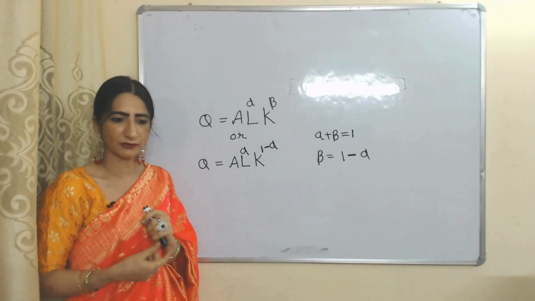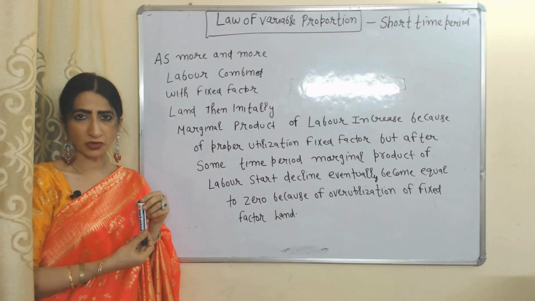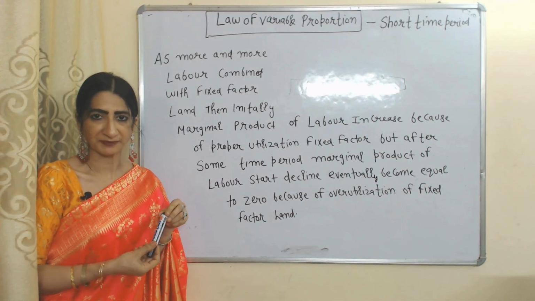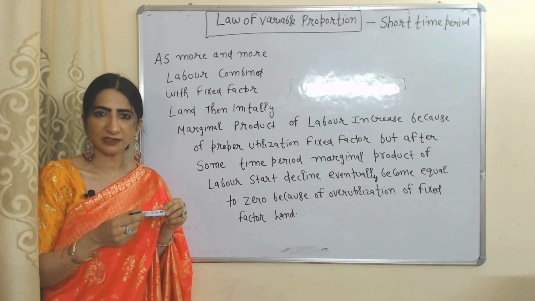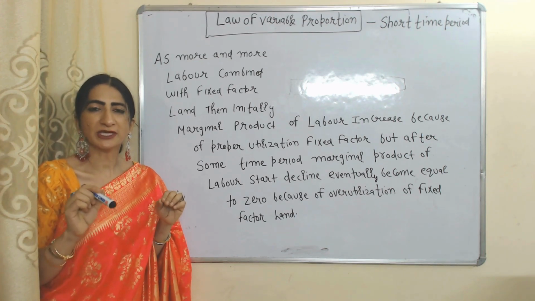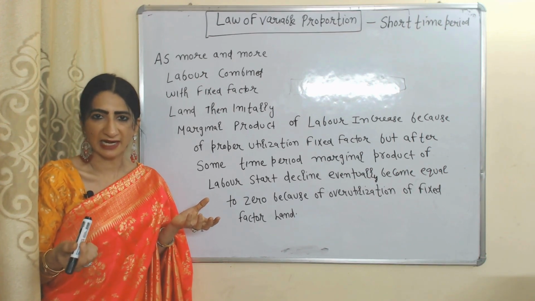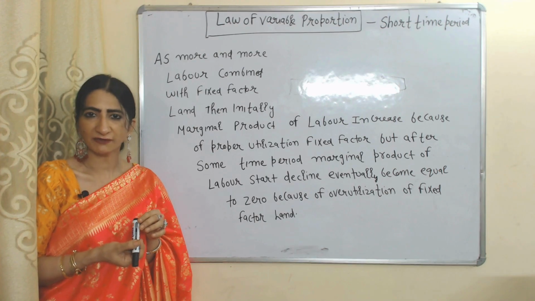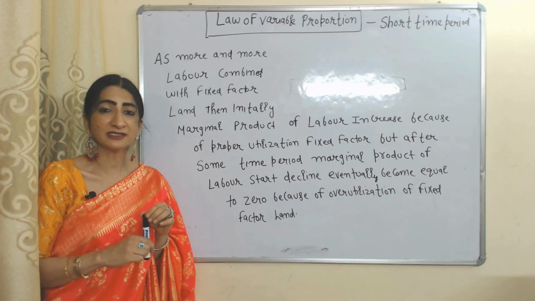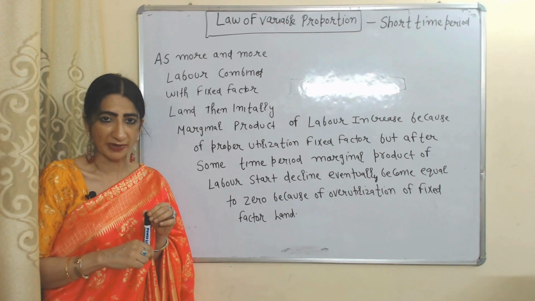So, don't be confused. Now, we are going to talk about the law of variable proportion. This is a short time period law. And during the short time period, we cannot change our fixed factor like land because we don't have enough time. But we can change our variable factor, labor.